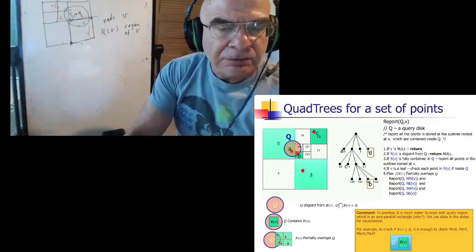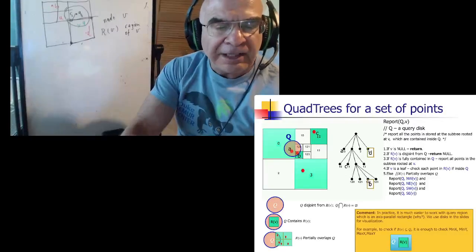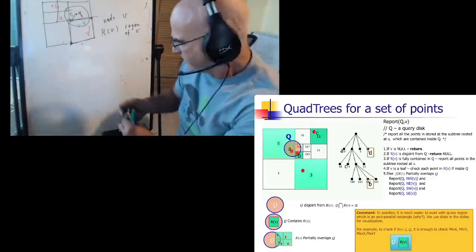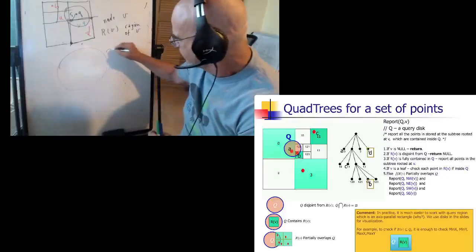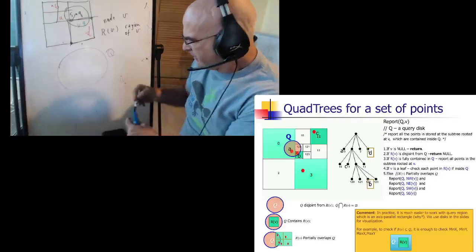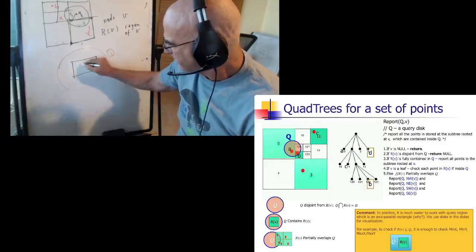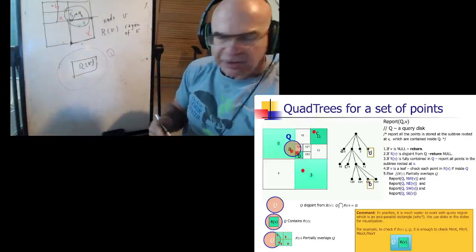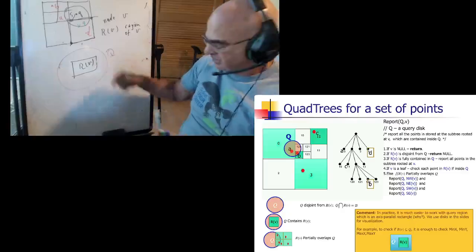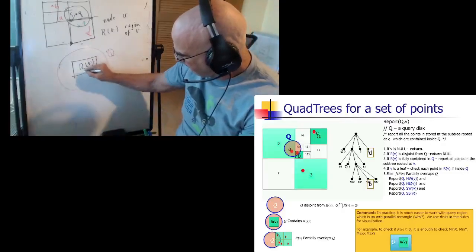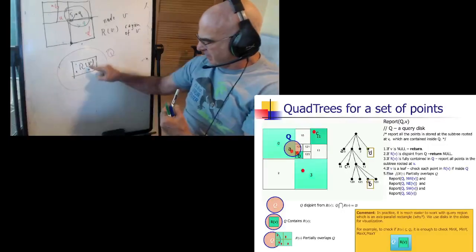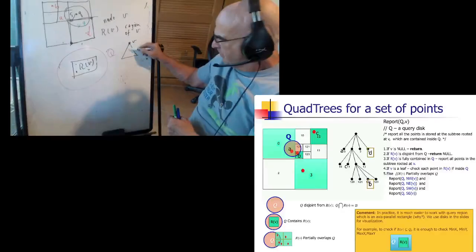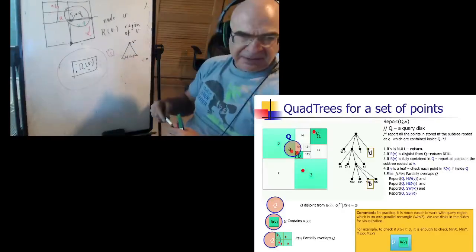Okay, that brings us to condition 2. Now, if R of V is fully contained inside Q, you have it in the slides, but let's go over it. Here is Q, big disk or big rectangle, and here is the region, the quadrant R of V. R of V is a node of the tree, so its region is one of the quadrants. R of V is fully inside Q. Then obviously every point inside that is in the subtree. If I look at the subtree of V, every data point that is there is also inside Q.